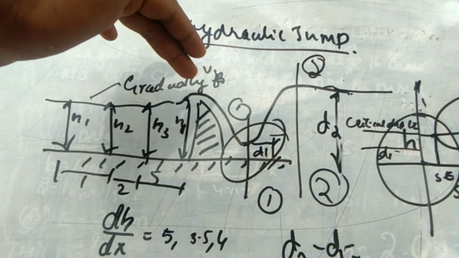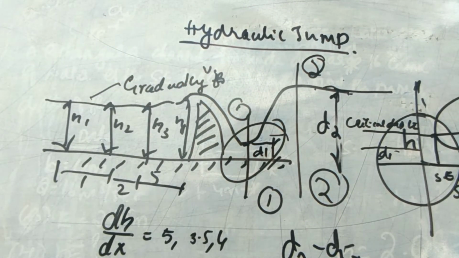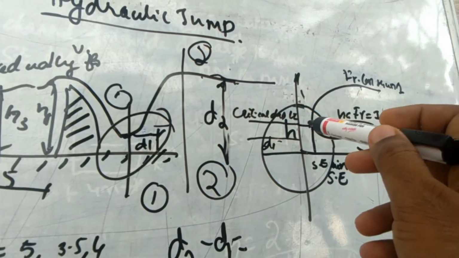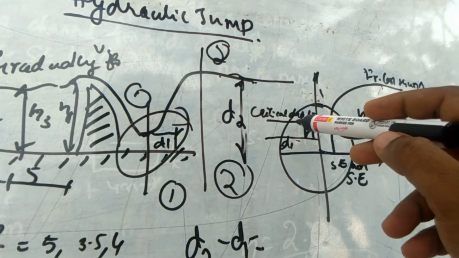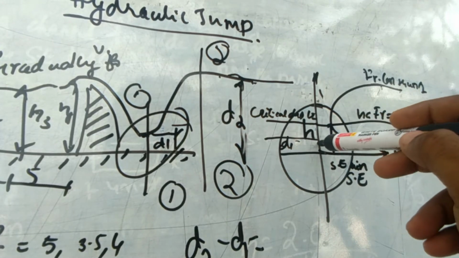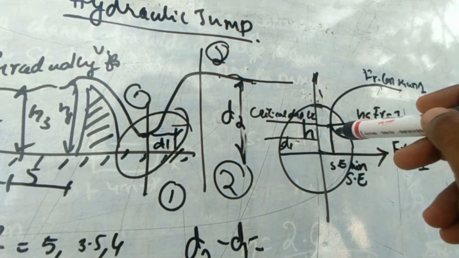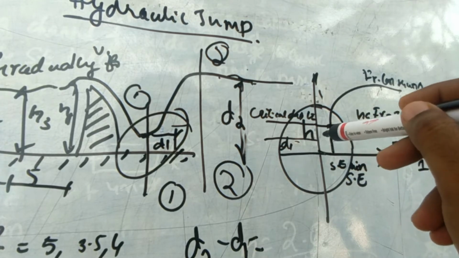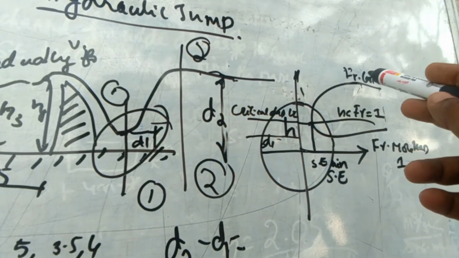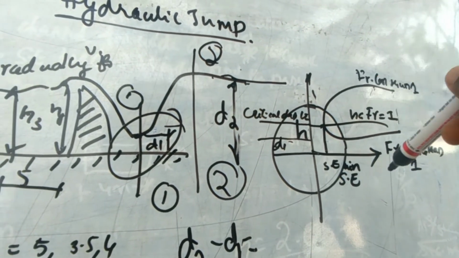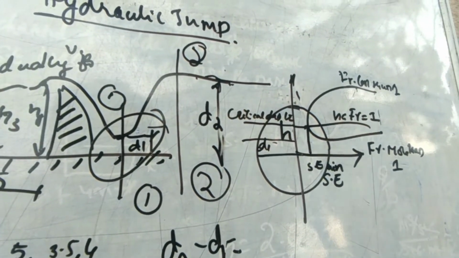When water is flowing gradually from the upstream side to the downstream side, and a sudden velocity variation takes place, that is called a hydraulic jump. This is a small zoomed portion: when you draw the graph of the specific energy curve, we have the critical depth. When the water level is below the critical depth, we can consider it as disturbed or unstable flow, and it tries to get to stable flow within a short period. That process is called a hydraulic jump.